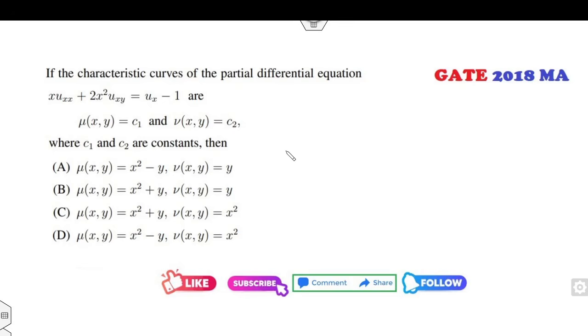Look at this another one. It's a GATE examination. Your target is to find the characteristic curve. So I can start with a m square plus b m plus c equal to 0. What is a? The coefficient of uxx. What is b? The coefficient of uxy, 2x square m. The coefficient of uyy is c, which is 0.